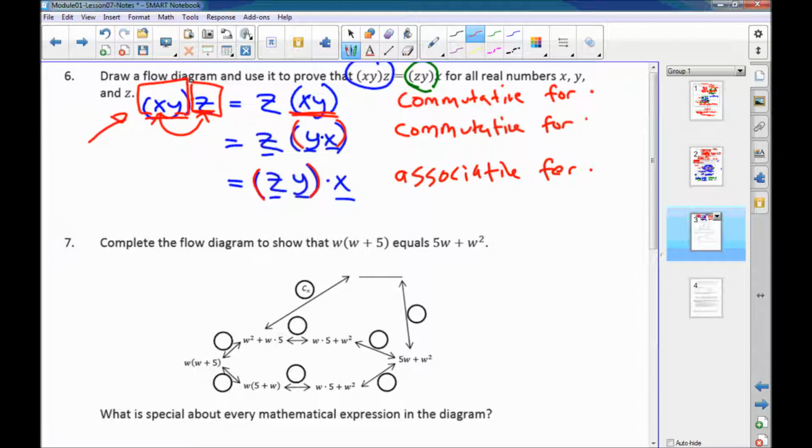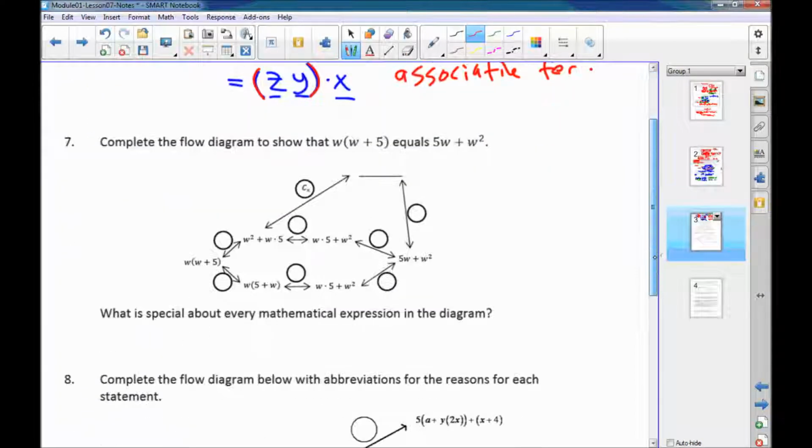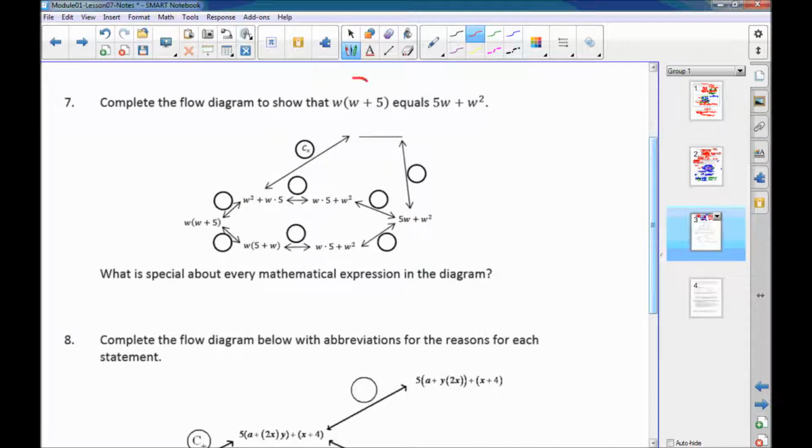Okay. Number 7, we want to do the flow diagram to prove that W times W plus 5 equals 5W plus W squared. All right, so W times W plus 5. Well, I have 2 branches coming off of my flow diagram. I have this one. Let's see what happened there. That looks like the parentheses went away, and the only thing that can take parentheses away is the distributive property. So that's going to be a D in there for distributive property.